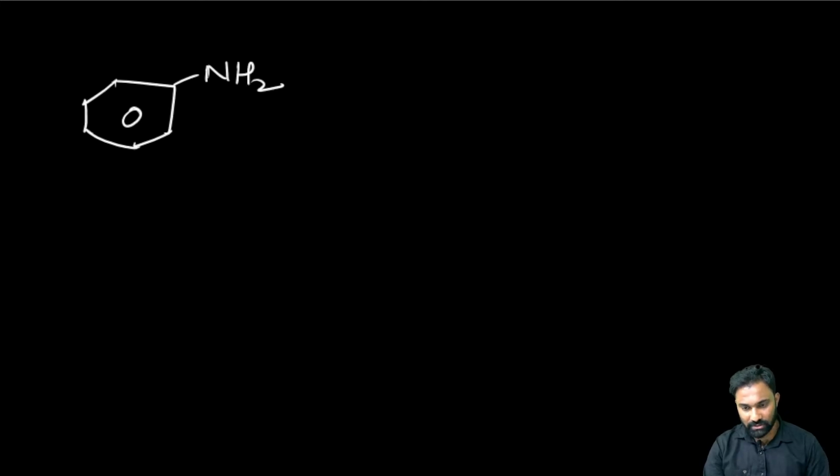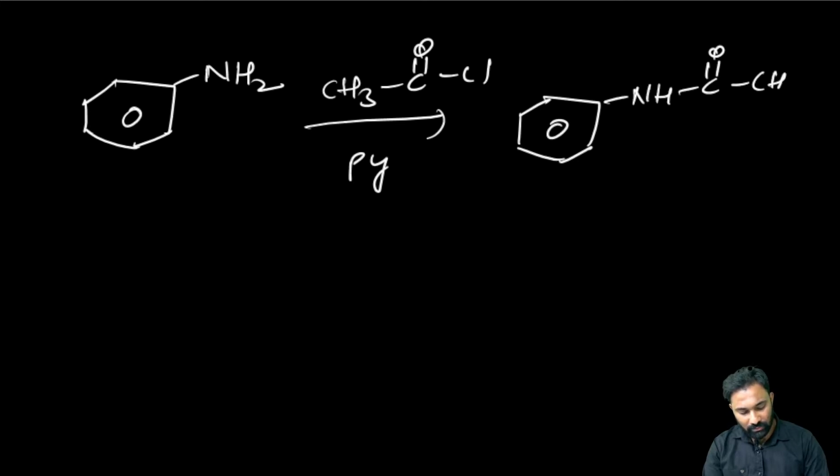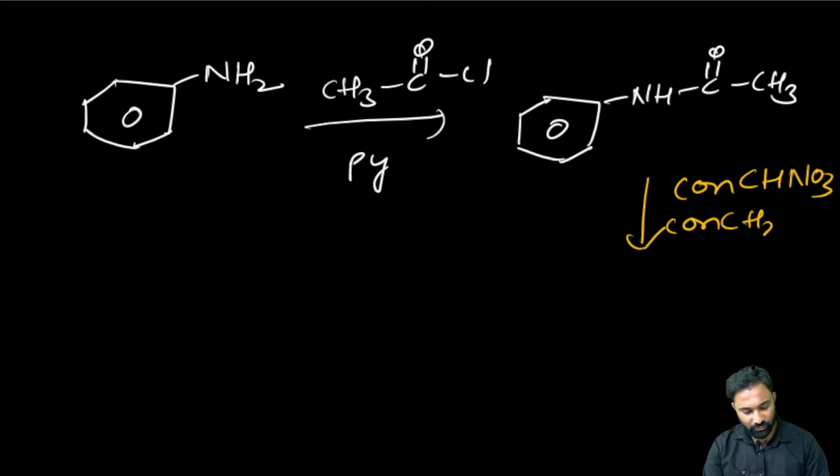Next, again, to get only the mono substituted products for the aniline, first what we have to do? Here, first we have to take the acid chloride in pyridine. Now, if you take acid chloride in pyridine, it will become the acetanilide. After becoming the acetanilide, then you have to take the concentrated HNO3 and concentrated H2SO4.